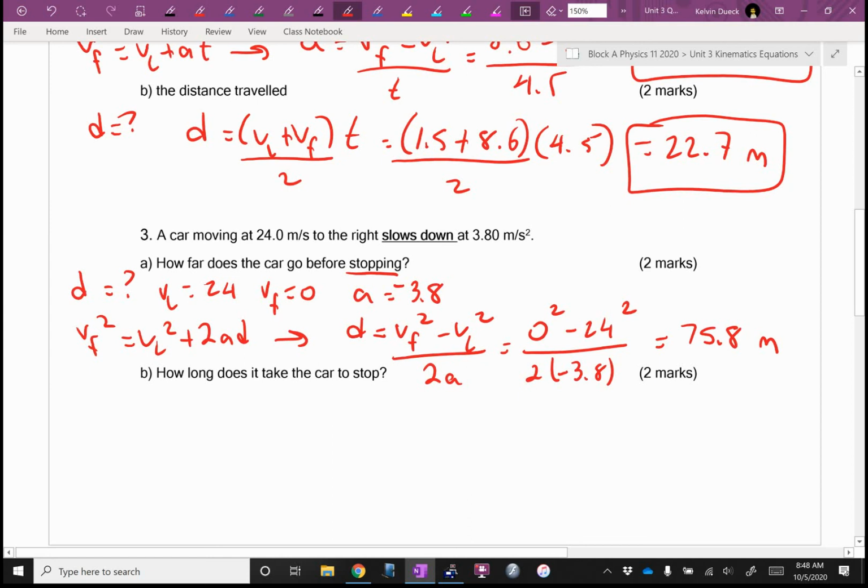And 3.8, that's about a third of a G. That's a medium stop, but not a power stop. You wouldn't feel like you were getting flung forward. You would be able to just naturally brace yourself easily.